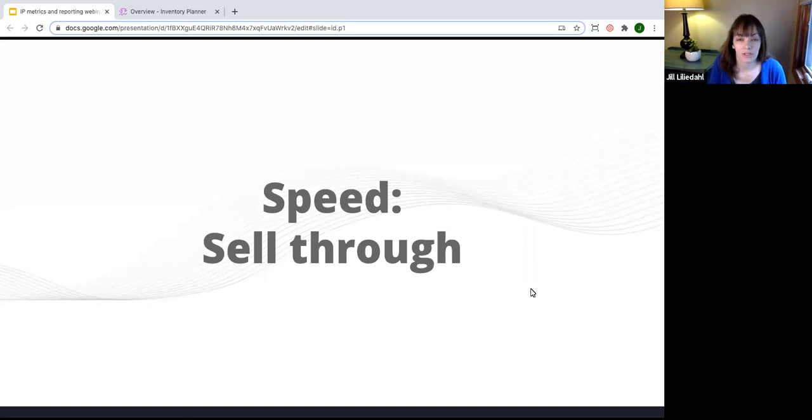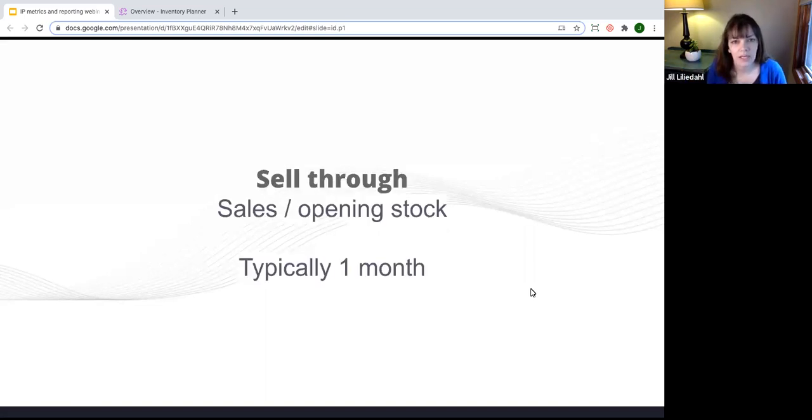So starting with sell-through. Sell-through is taking your sales, meaning number of units sold, and dividing it by the opening stock. Typically, you'll look at this over a month. So let's say that we bought 100 units of a product and we sold 20 of them. That means we've only recouped 20, we've only sold 20% of what we originally bought. Unless we have some pretty great margins, we probably haven't even recovered our original investment in that inventory. So that's not looking so great.